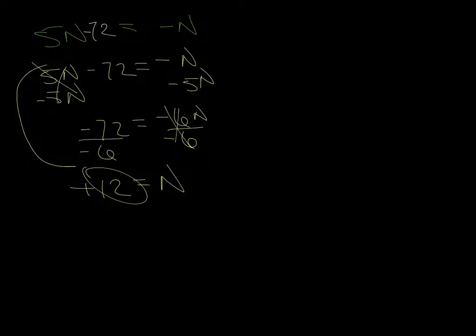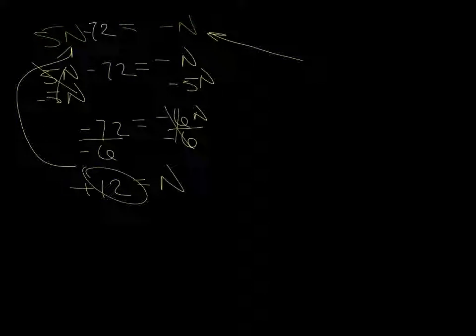So if we put a 12 in here, multiplied it by 5, we'd get 60. And if we subtract 72, we'd get negative 12. And we just said that n is 12, so opposite of 12 would be negative. So yes, that would end up working. Alright, let's look at another example.